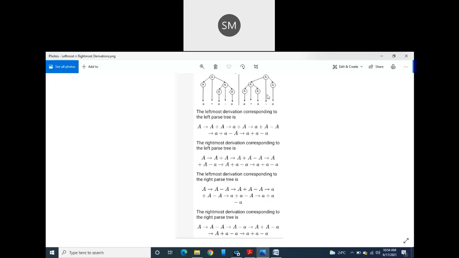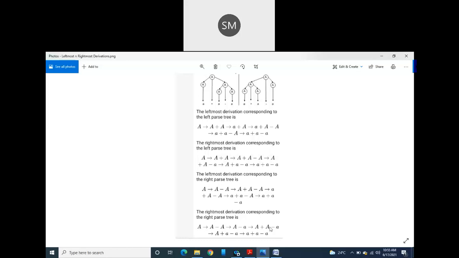Now for this same tree, if you apply rightmost derivation, then it will be like this. A is derived as A minus A. Okay, it is true. Then next is A minus A. It means here you are going to replace this rightmost capital A by small a. Now next task is you have to replace this capital A. So what is this capital A? Capital A is A plus A. So you have written it as A plus A minus small letter a as it is.